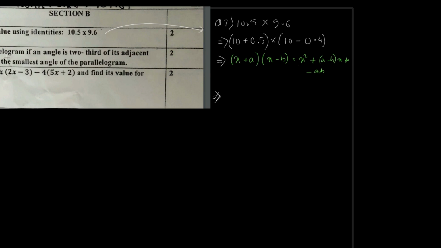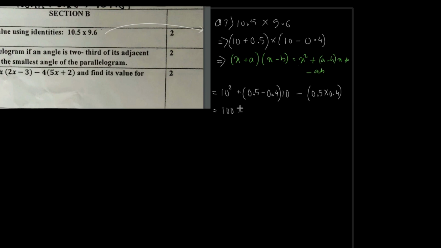Let me erase this for a while. So this would look like, the first thing would be a square, which is 10 squared. Then we would have plus (a - b). Our a is 0.5, then 0.4. So (0.5 - 0.4) multiplied by x, which is 10. Then minus, multiplied by both the terms, which would be 0.5 multiplied by 0.4, right?